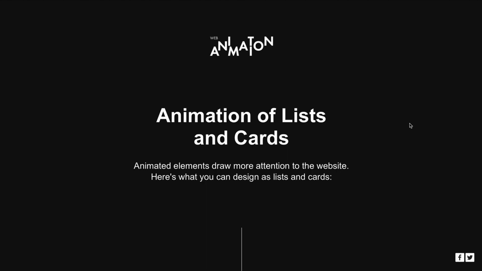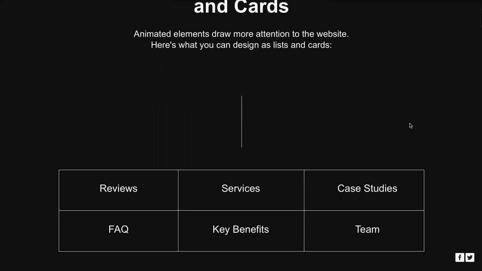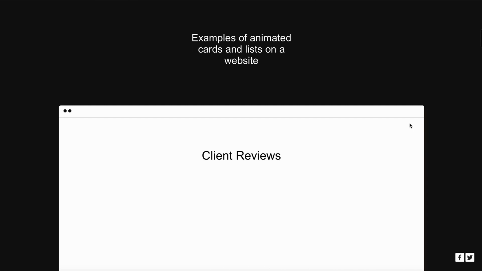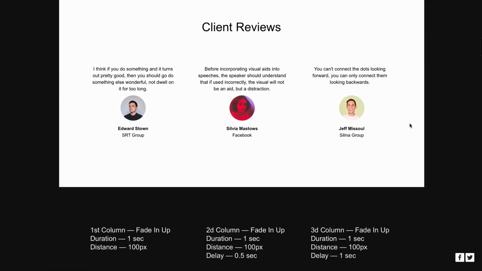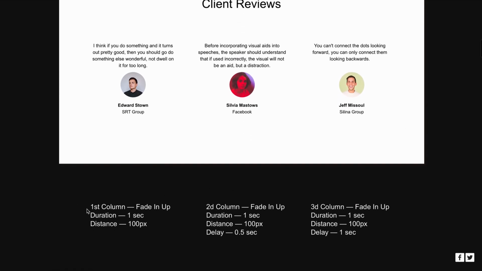By using animation of certain elements, you can attract additional attention to your website. Let's take a review block as an example and learn how it works. You can find timing tips on the page right under the animated block. If you want your animation to be exactly the same, use these values.